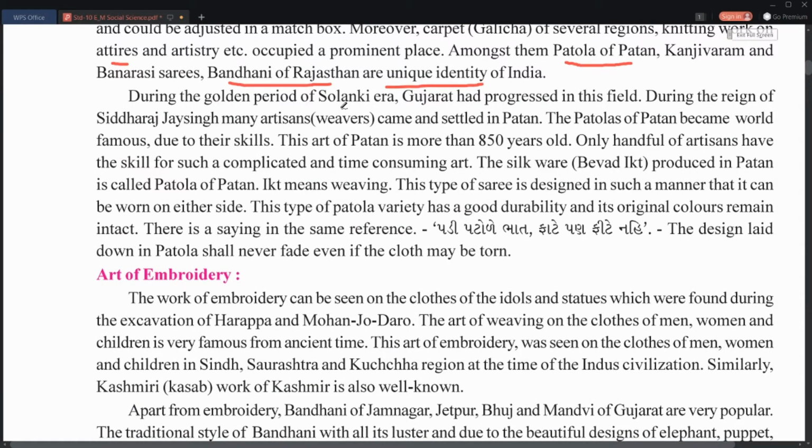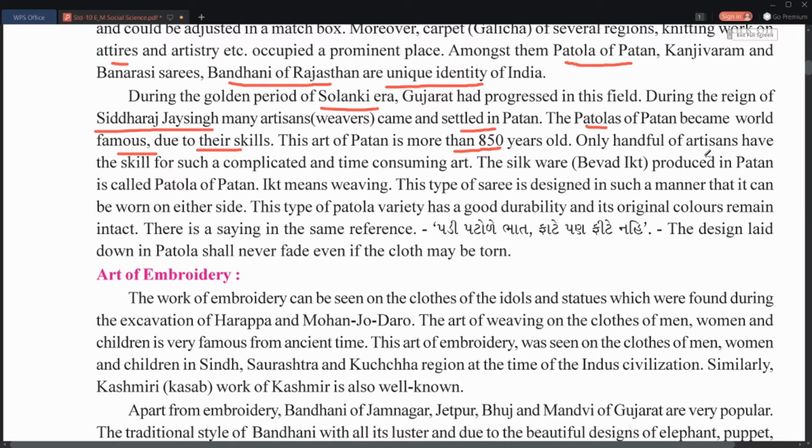During the golden period of the Solanki era, Gujarat had progressed in this field. Gujarat has a very good contribution in this field also, and particularly during the Solanki era. During the reign of Siddharaj Jaisingh, many artisans, that is weavers, came and settled in Patan. The patolas, what do you mean by patola? We'll see here. The patolas of Patan became world famous due to their skills. This art of Patan is more than 850 years old.